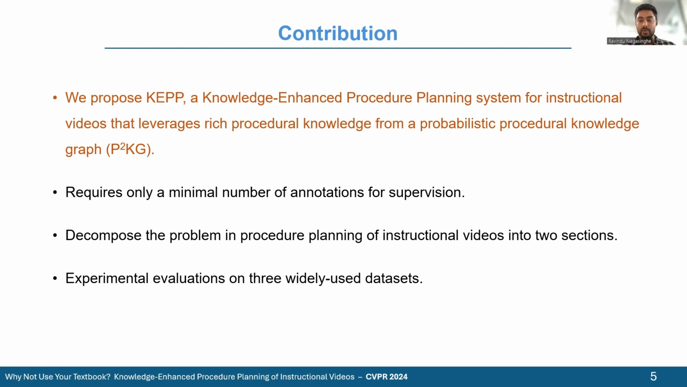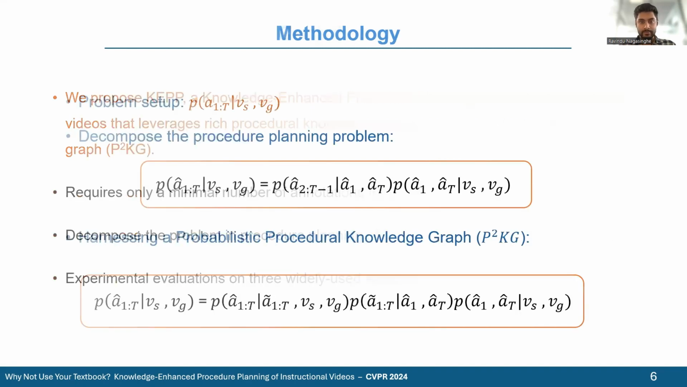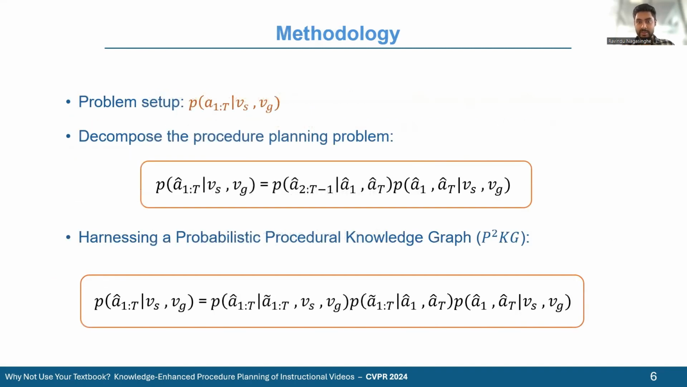We decompose the problem to prioritize the currently available information and effectively incorporate procedure knowledge, enhancing strategic planning. In procedure planning, given an initial and a goal state observation, a model is required to plan a sequence of action steps, A1 to AT, to reach the indicated goal. To this end, we decompose the problem into two subproblems. The first subproblem is to identify the beginning step A1 and the end step AT. And the second subproblem is to plan the intermediate action steps, given A1 and AT.